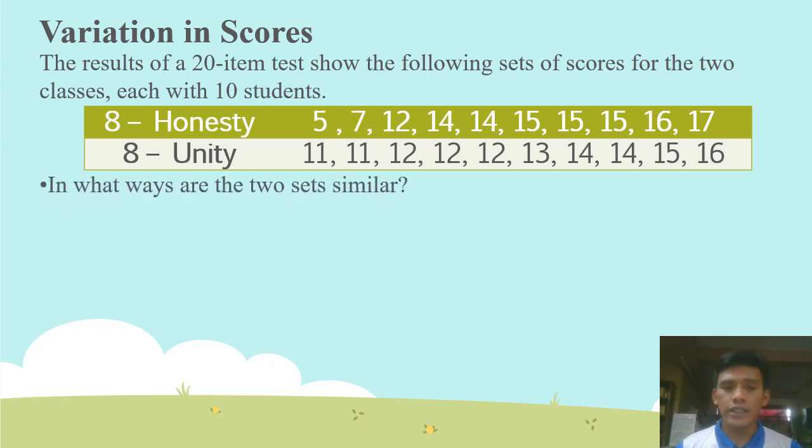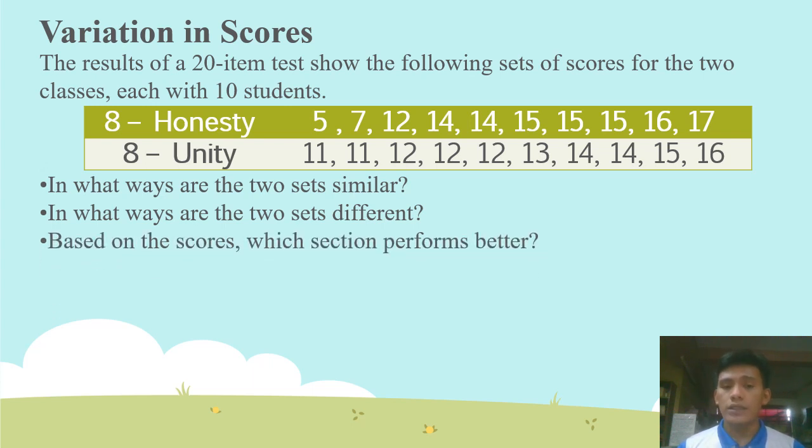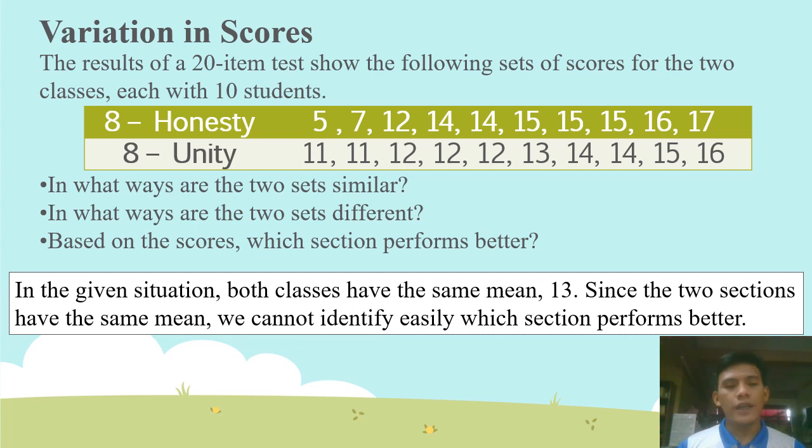Now, the question is, in what ways are the two given sets similar? In what ways are the two sets different? Based on the scores, which section performs better? We will see. In the given situation, both classes have the same mean, and that is 13. Since the two sections have the same mean, we cannot easily identify which section performs better.